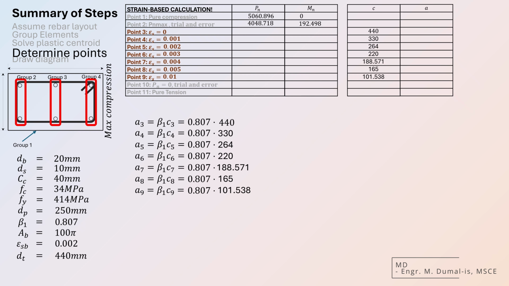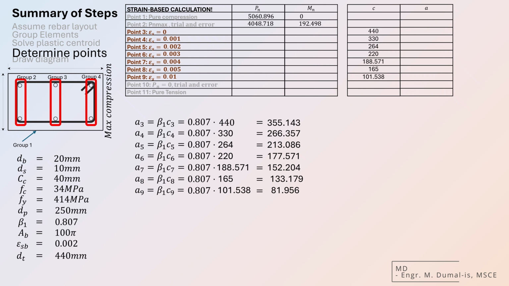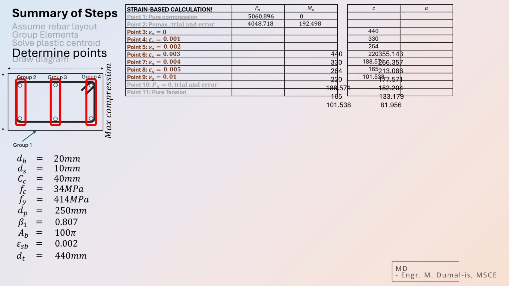Now we add another column for the value of A. Using the C values we just calculated, we solve for A from point 3 to point 9. Each value of A is simply beta 1 times C, and here are the resulting values for each point. Finally, we store all the A values in our table, completing this part of the setup.